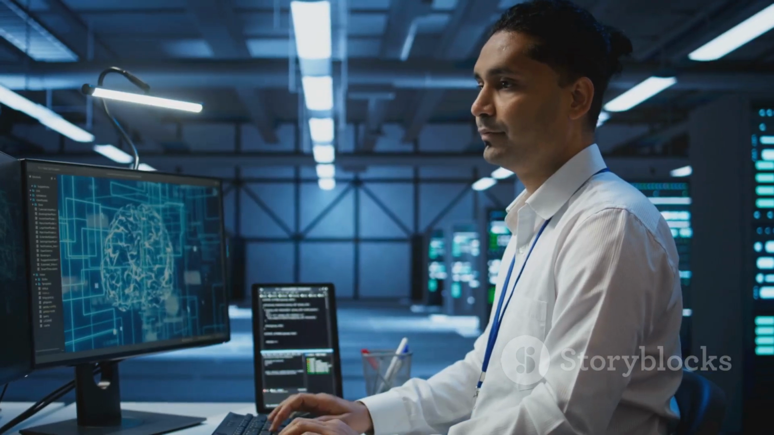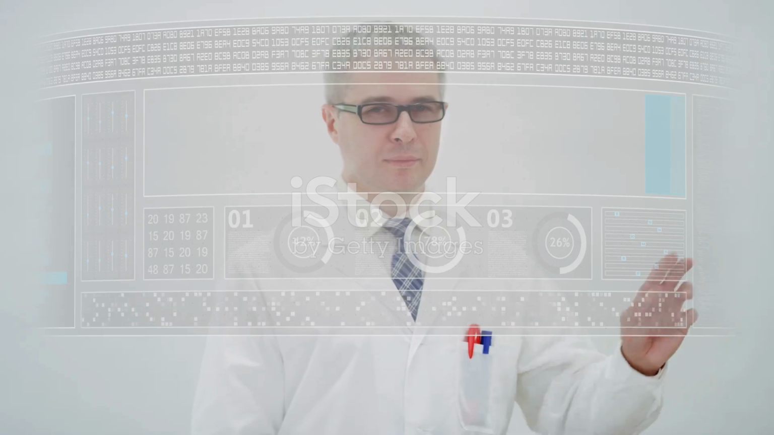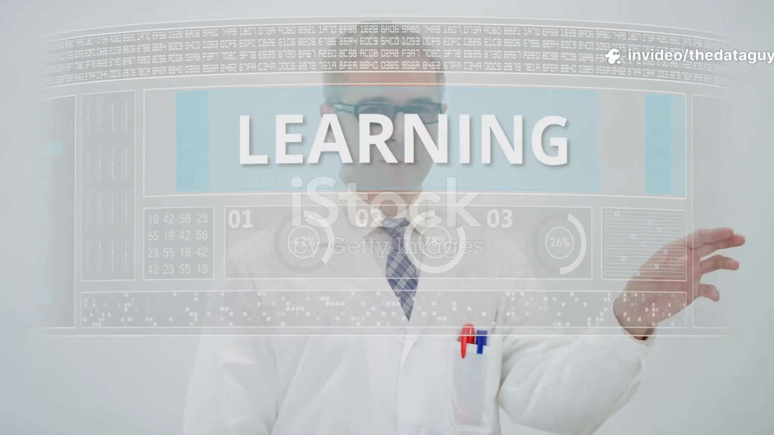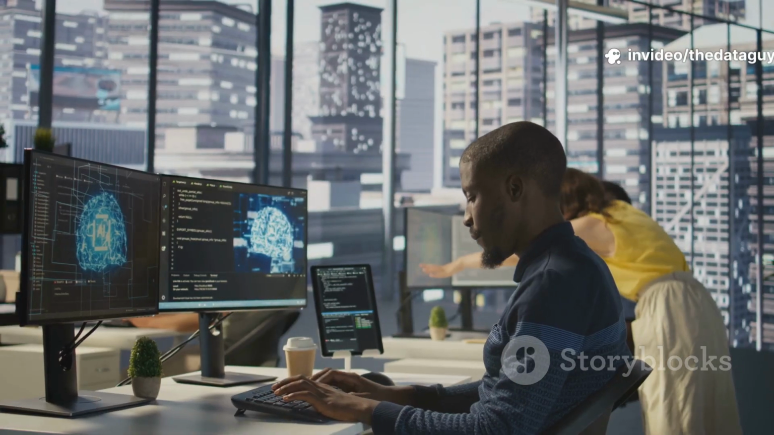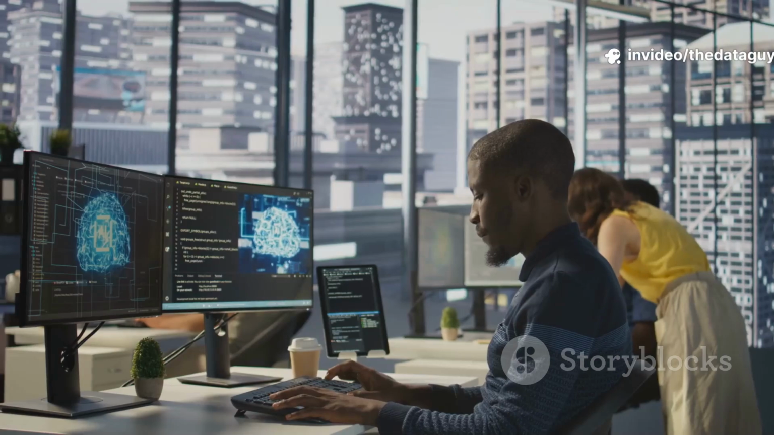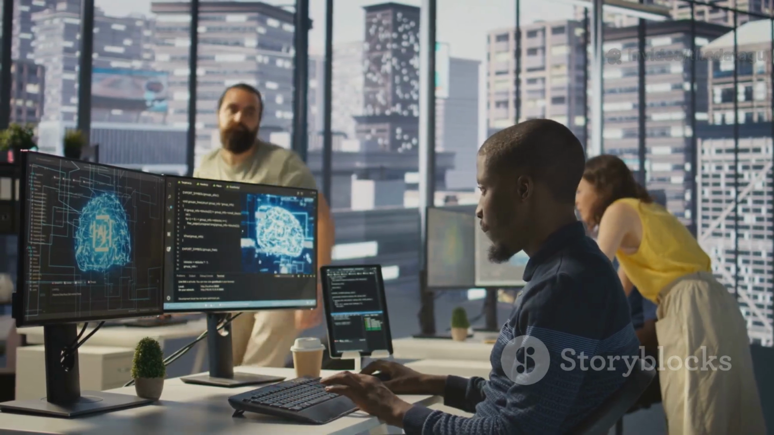A data scientist goes a step further. They use machine learning, statistics, and programming to build predictive models. They answer complex business questions using data science tools like Python, TensorFlow, and scikit-learn.